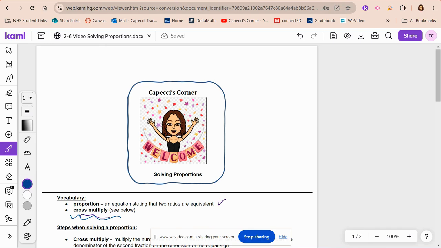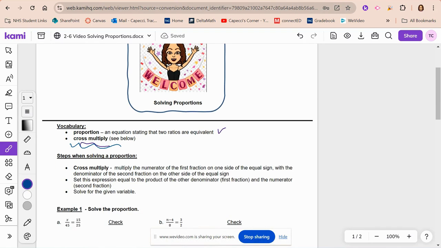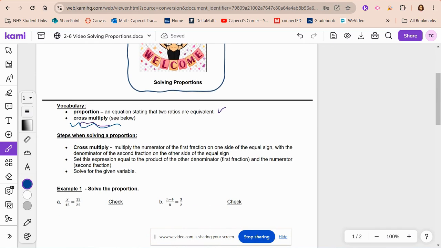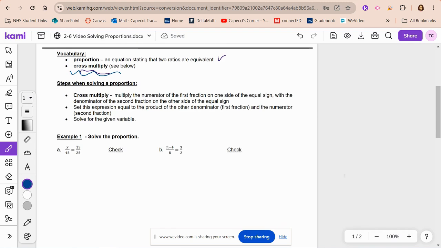Today on Capecchi's Corner, we're going to solve proportions. So a proportion is an equation that states two ratios are equivalent. We're going to use cross multiplying through this process.